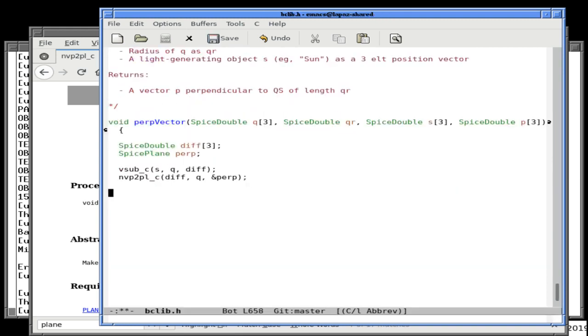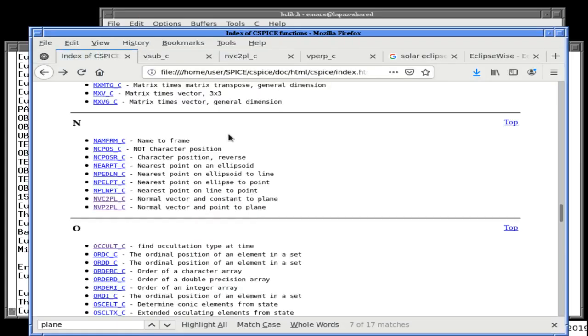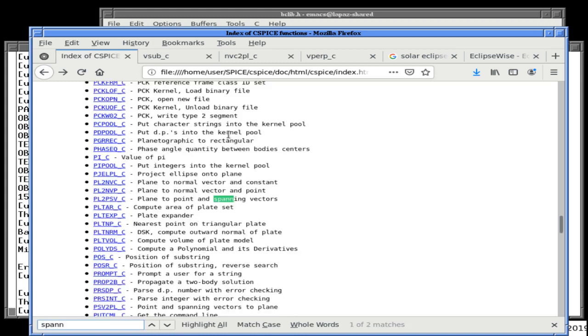So now we have the plane, what can we do with it? Well, we want to go from plane to spanning vector. Haha, let's watch you do that. Okay, and that is actually not that hard to do. Plane to point and spanning vectors. And I'm wondering if there's a better way of doing that. Plane, nope, nope, that's the other way.